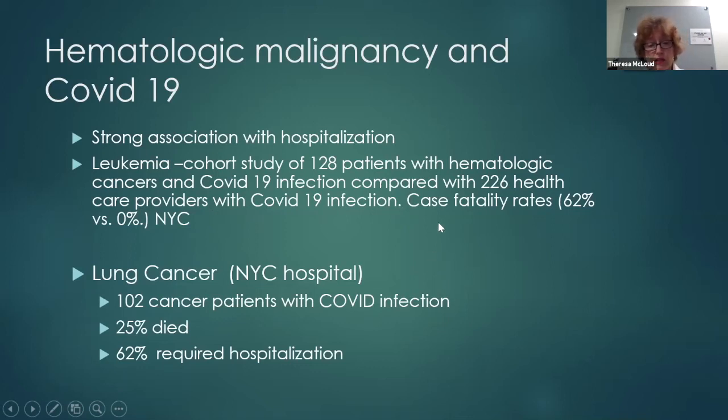Now, what about lung cancer? This is another study from a New York City hospital, 102 cancer patients with COVID infection, and the death rate is around 25%, and 62% required hospitalization. And when you look particularly at cancer patients across the board, with the exception of the hematologic malignancies, the death rate once they have COVID tends to be around 25%, so much greater than the general population, obviously.